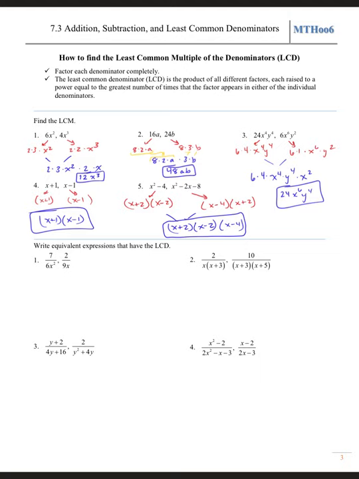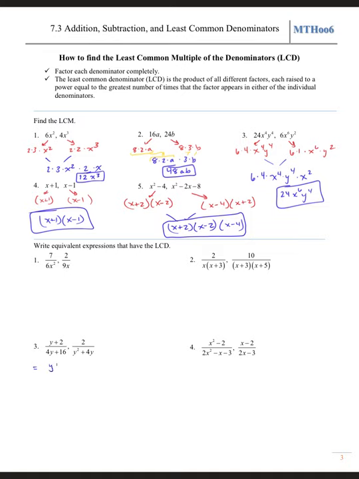Okay, now what we're doing in this last part here is we are going to be writing equivalent expressions. So now the least common multiples that we're working at here are in the denominator, so now they become least common denominators. So what we're going to do here is let's start with, we'll do number 3 together, and then I'll let you do 1, 2, and 4 again. So what we're going to do first is we need to factor the denominators.